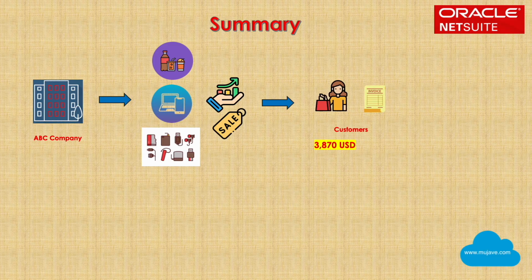$3,870. The customer has made the payment. So, the sales process is complete. We have delivered the goods and we have received the money from the customer. Items sold. Payment received.